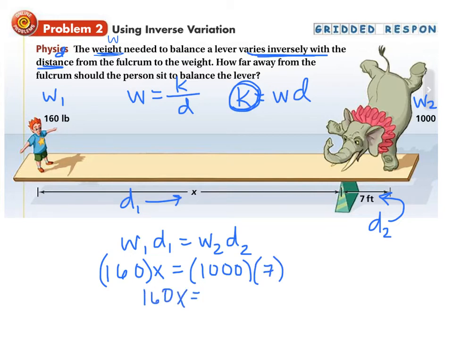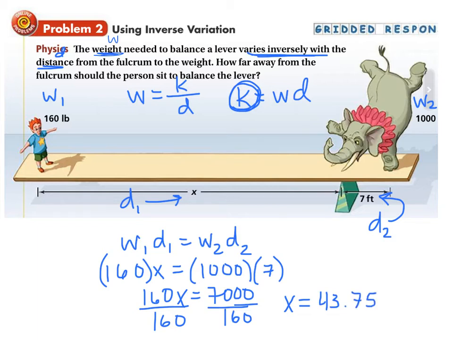160x equals 7,000. Divide by 160 on each side. That means that the distance x that you see there is equal to 43.75. And yeah, I totally cheated and used a calculator. Sorry, you'll get over it. 43.75 feet. So this guy over here has to be 43 and 3/4, 75 hundredths, or 43 and 3/4 feet away from that fulcrum when the elephant here is only 7 feet from the fulcrum. Okay, you try one.